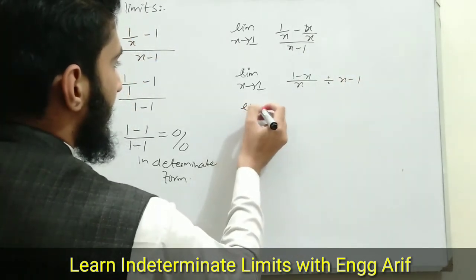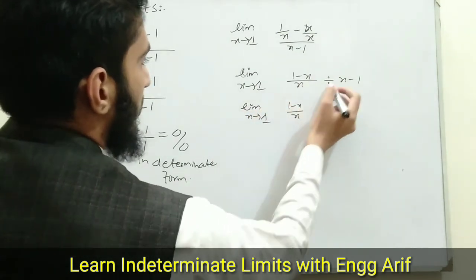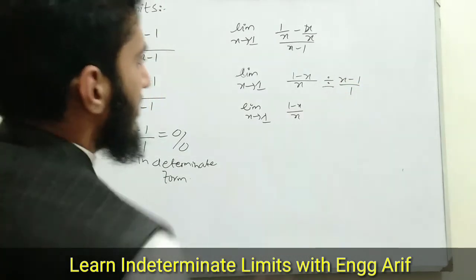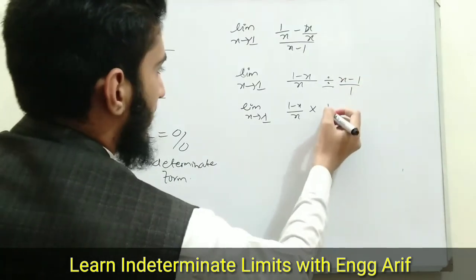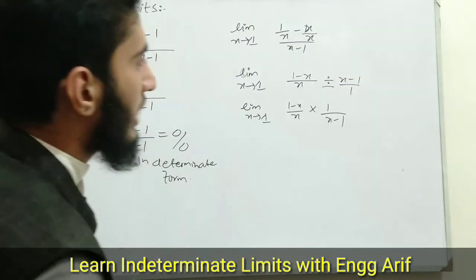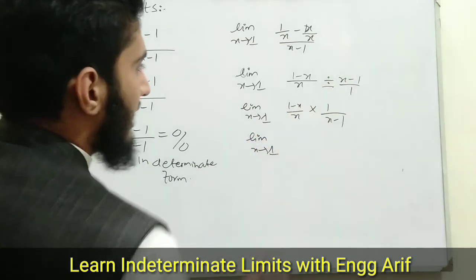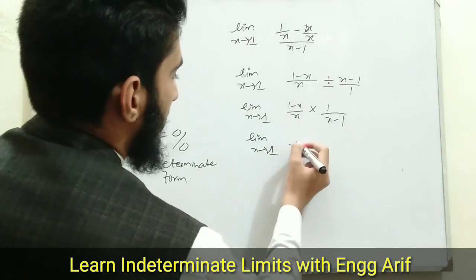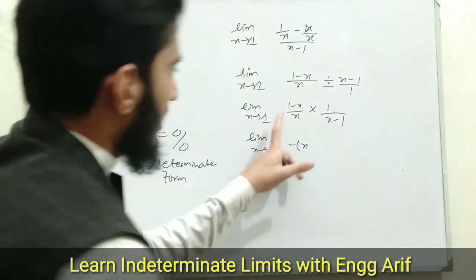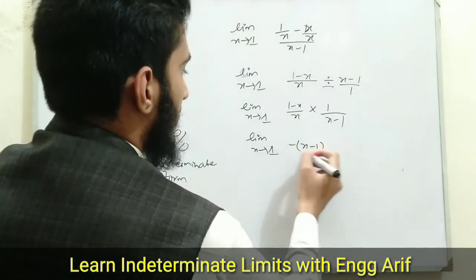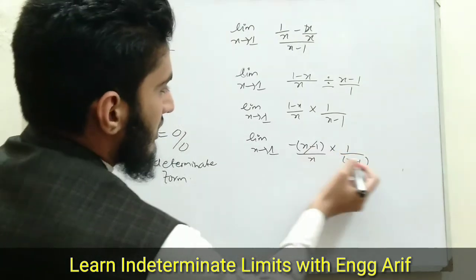Now after this, limit x approaches 1 of (1 minus x) divided by x. If I convert this division sign to multiply, x minus 1 will be reciprocated according to the rules, so it becomes 1 over x minus 1. Now let's suppose I take minus common. Inside it is minus x, so it becomes x, and by taking out minus common, the 1 becomes plus 1, so it becomes minus (x minus 1) divided by x, multiplied by 1 over x minus 1. The x minus 1 cancels out with x minus 1.